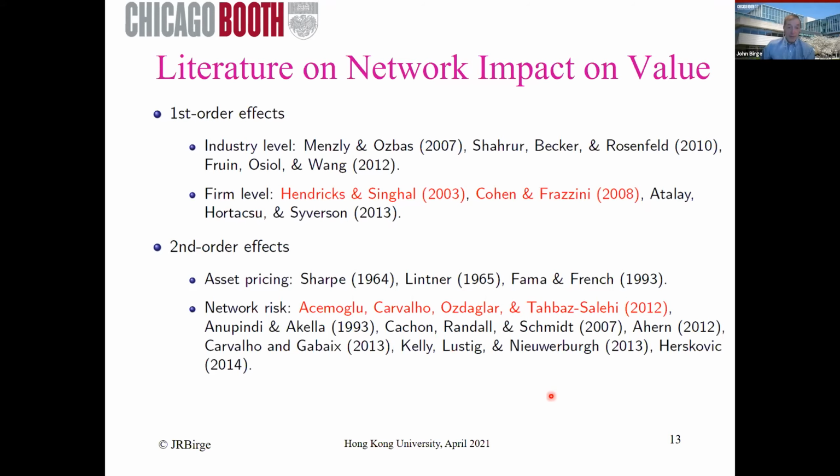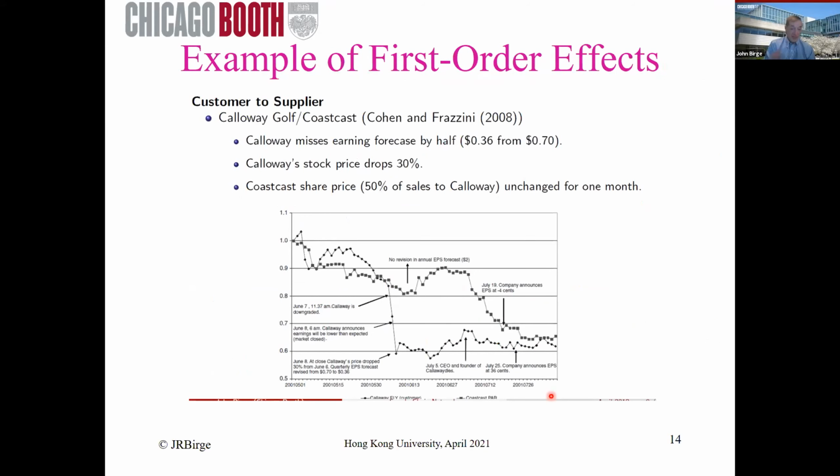Okay. Right, so here's an example that came from this Cohen and Frazzini paper that I mentioned. The example here was Callaway, which makes golf clubs. So if you're a golfer, you know Callaway. Callaway first announced that it was going to miss its earnings forecast by a half. Instead of 70 cents, it was going to be 36 cents.